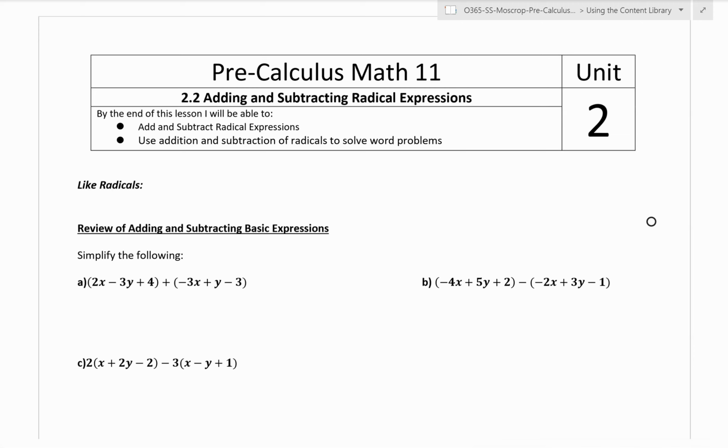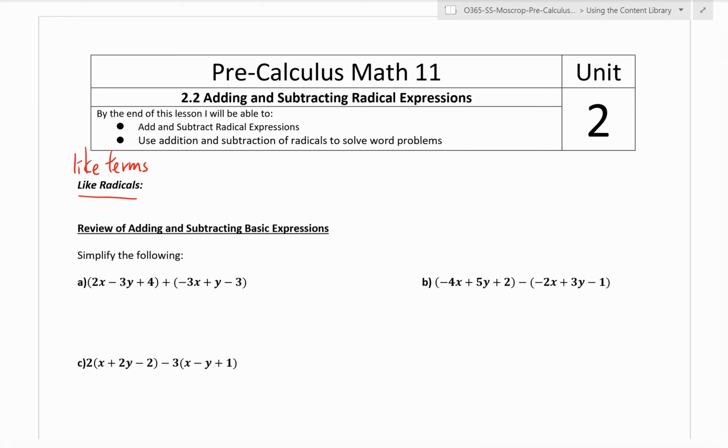Okay, like radicals. First of all, we need to know what like radicals are. So I think you probably have heard of like terms, right? And remember, in polynomials you can only add or subtract like terms. Same thing with radicals, you can only add or subtract like radicals. So what exactly are like radicals?